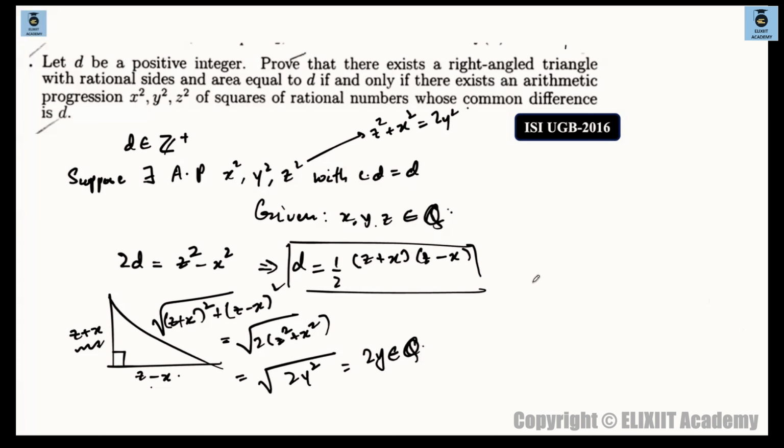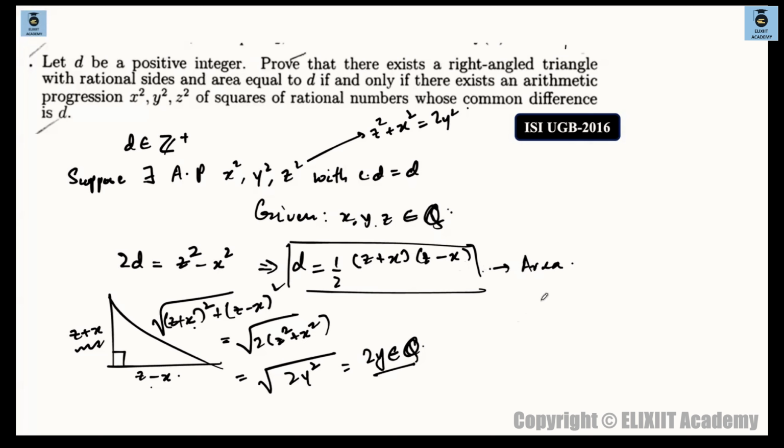Now we have proved that. So we have proved that the hypotenuse is a rational number. This is done. So what did we prove? Given an AP of squares of rational numbers whose common difference is D, we are able to construct a right angle triangle with all rational sides and whose area is also D. From here you get the area, D is basically this area.